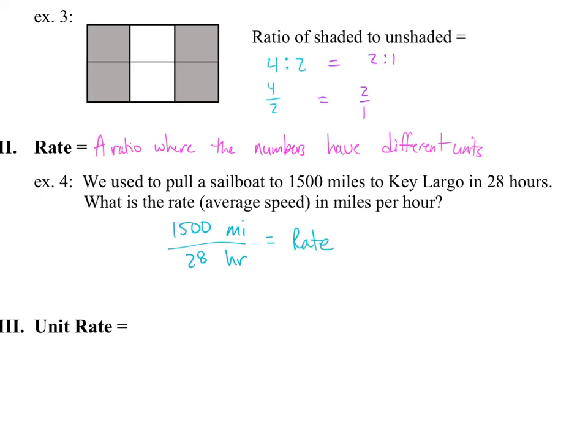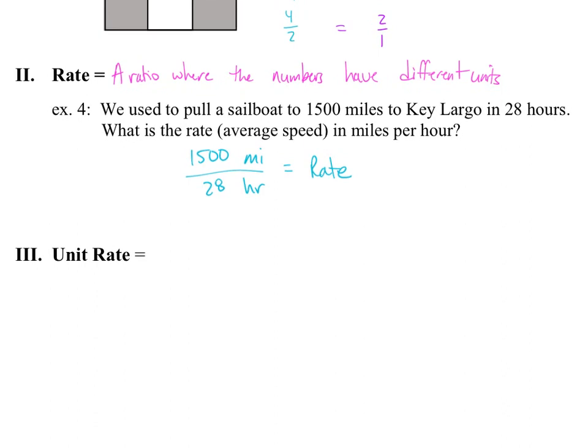We doing all right so far? Okay. Technically, we could reduce that down because 2 fits in both of those. I know that. We're going to just leave it for now. We're going to talk about what a unit rate is. A unit rate is when your denominator is 1, the number 1. The bottom number is 1. So it's 1 unit. So we're going to use our previous example here. We're going to say 1,500 miles to 28 hours.